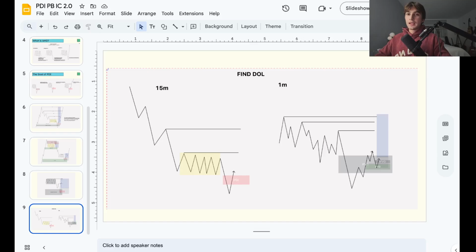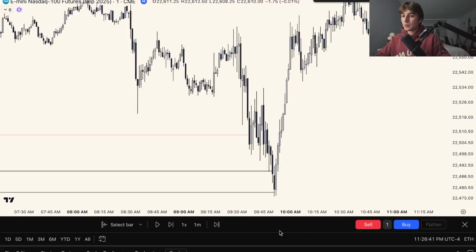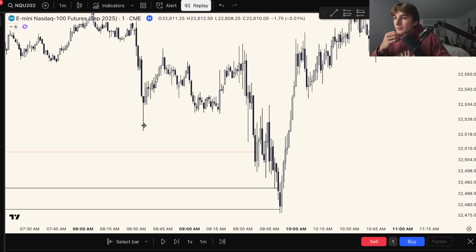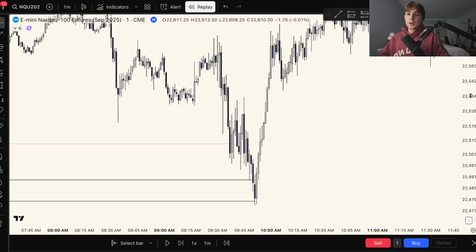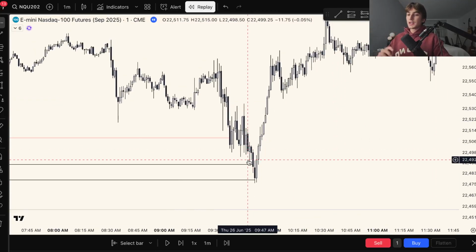And now I want to get into the more intricate parts. So let's go over a real day of PDI. Let me just switch the screen here. TradingView. Cool. Let's see here. Yep. Awesome. So this was Thursday, the 26th of June.